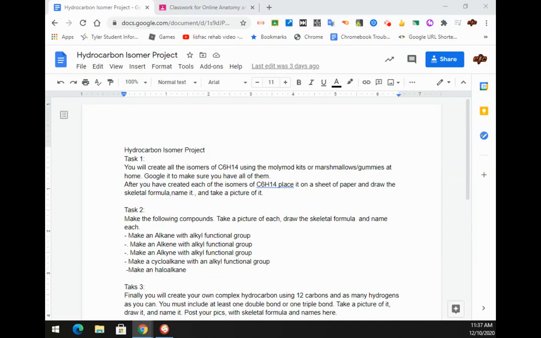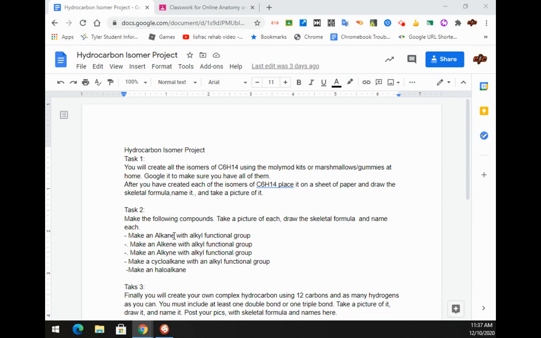Right, so on this one, basically what we're doing, keep it as simple as possible, guys. Don't get crazy putting a whole bunch of these together. It's asking us on task 2: make an alkane with an alkyl functional group. The easiest thing to do is to take 3 carbons and link them together.